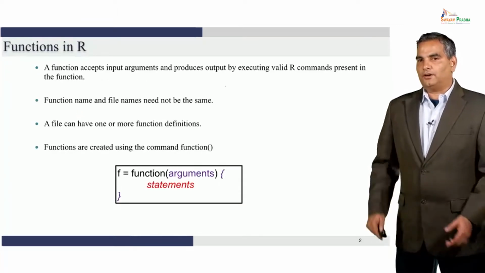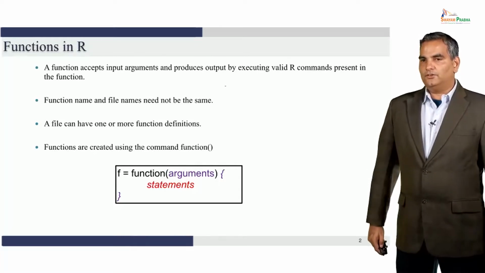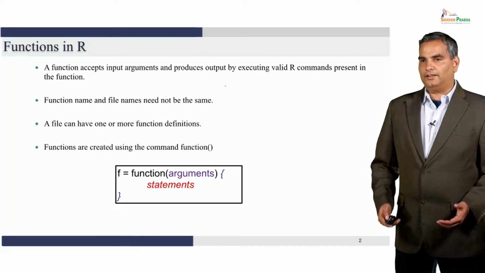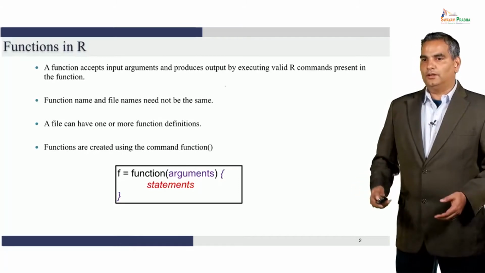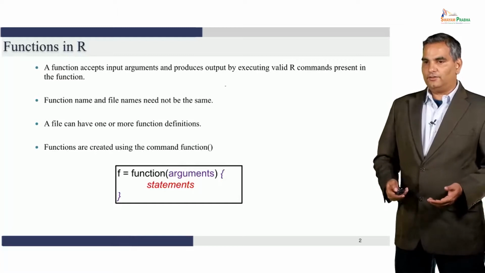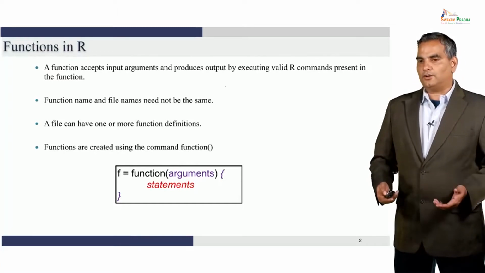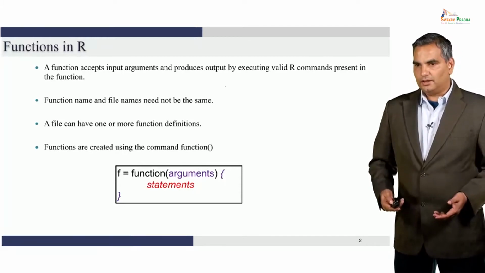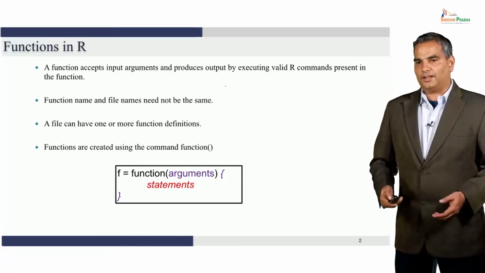Whenever we talk about a function in R, a function is some program which accepts input arguments and then manipulates those input arguments using valid R commands and then gives out an output. So a typical function looks like this. You have f is function. It takes a certain set of arguments, runs these arguments through R statements, and finally comes up with an output which is useful for whatever task we want to do.